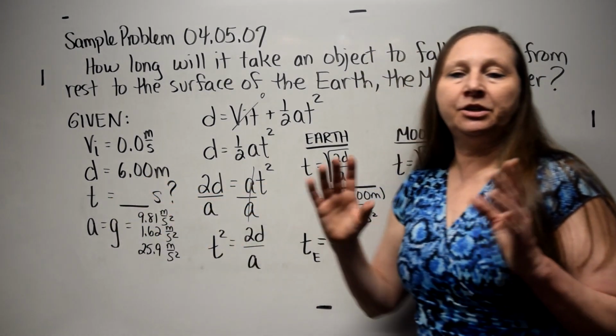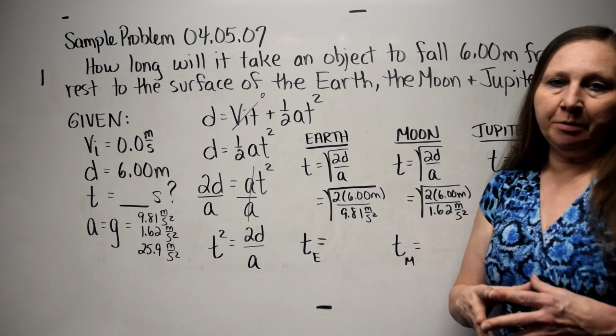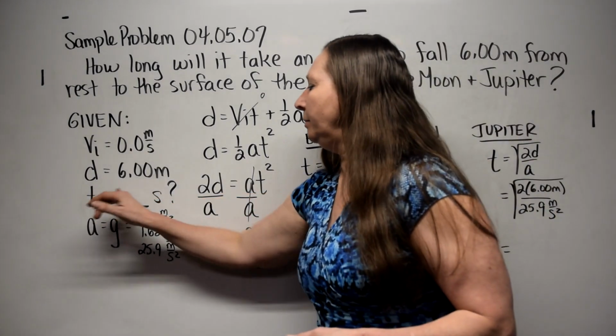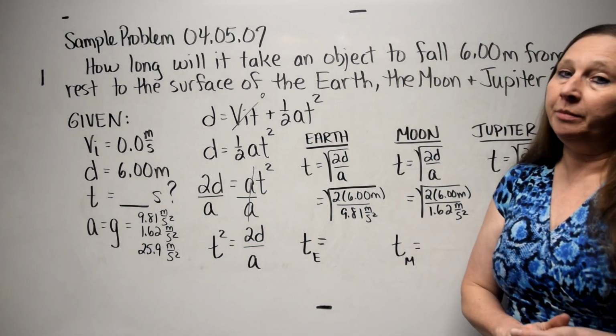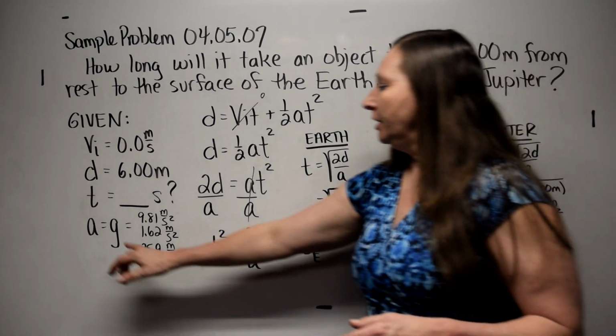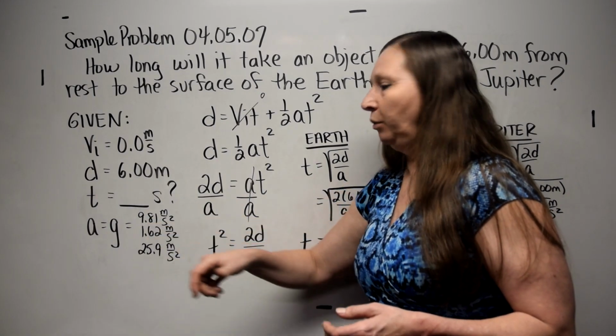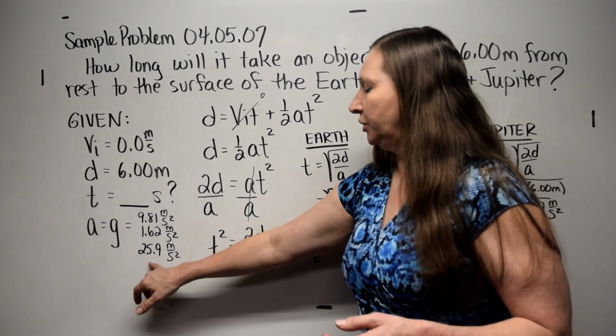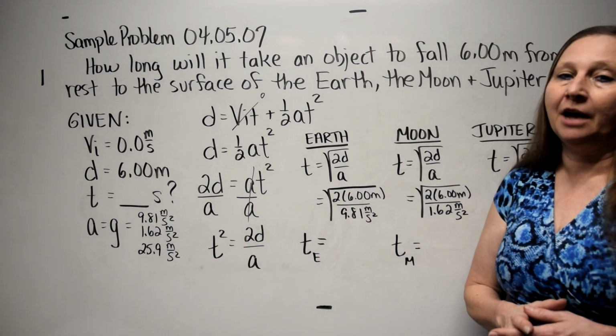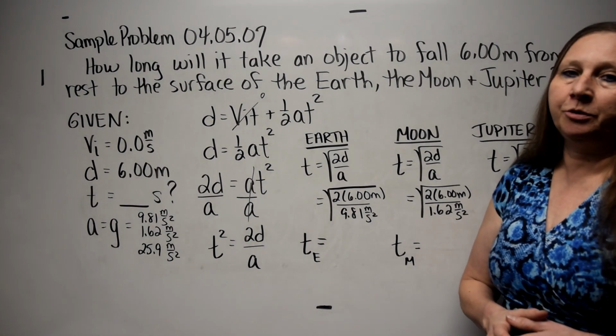The distance is the same in each case, 6 meters. The times, we figure, are going to be different because the accelerations due to gravity are 9.81 for the Earth, 1.62 for the Moon, and 25.9 meters per second squared for Jupiter.